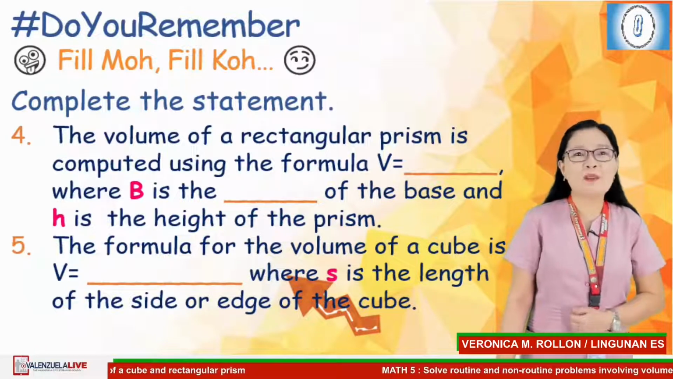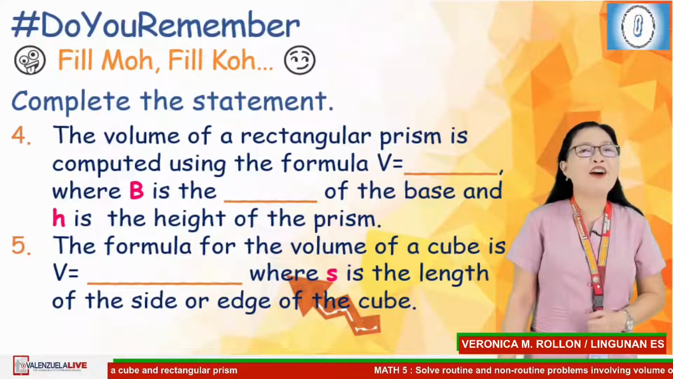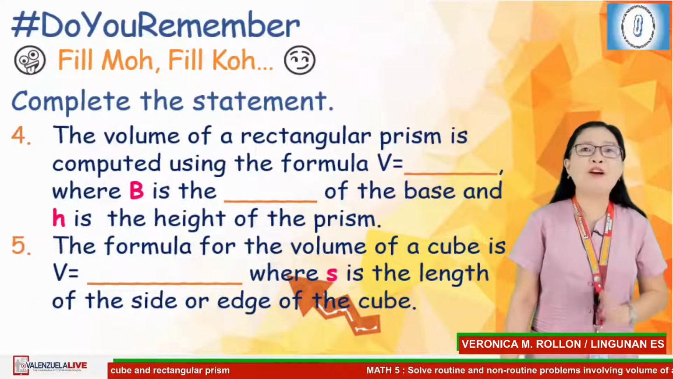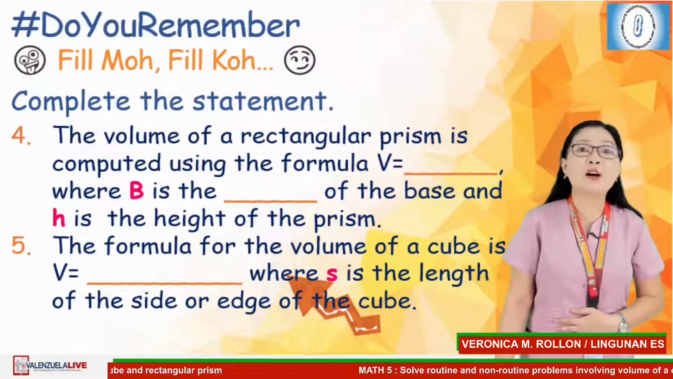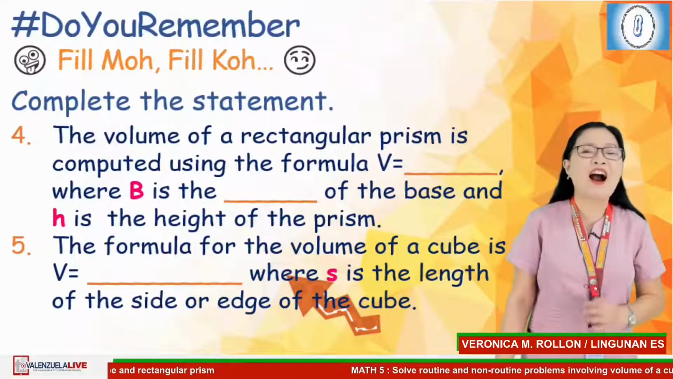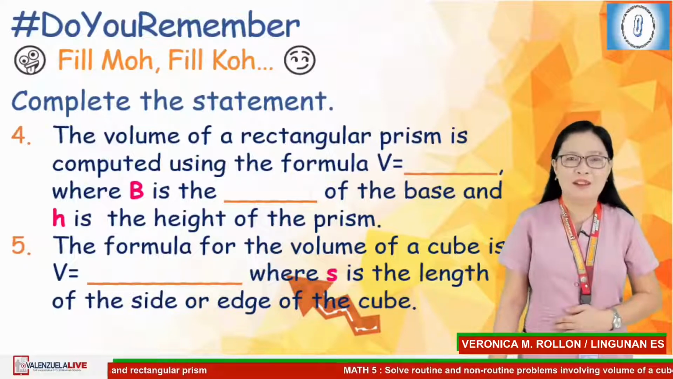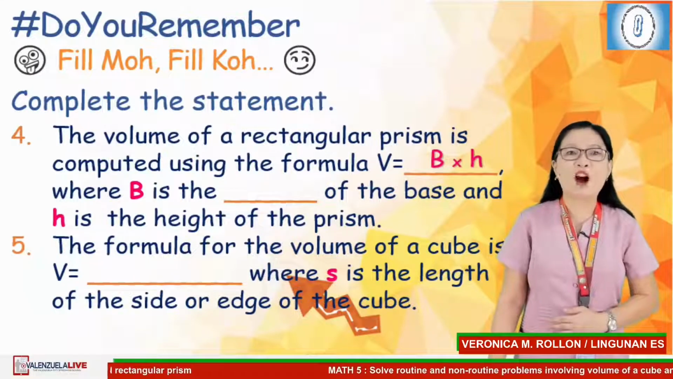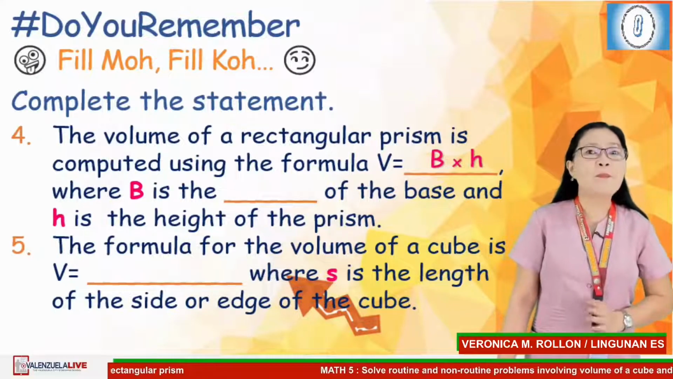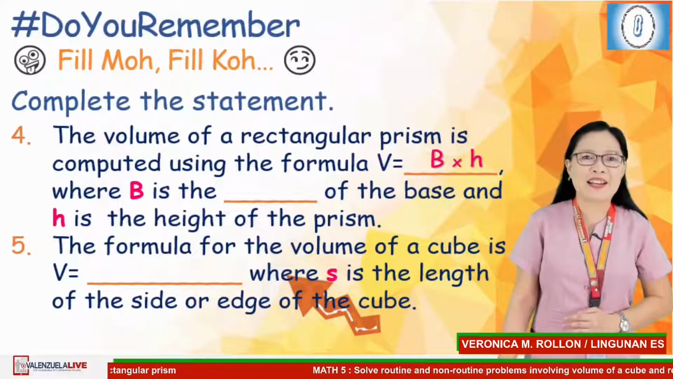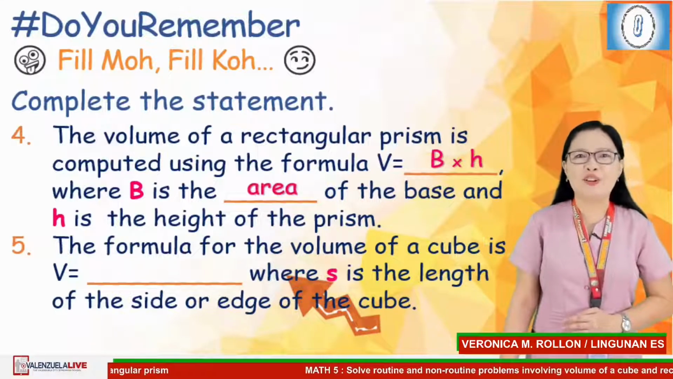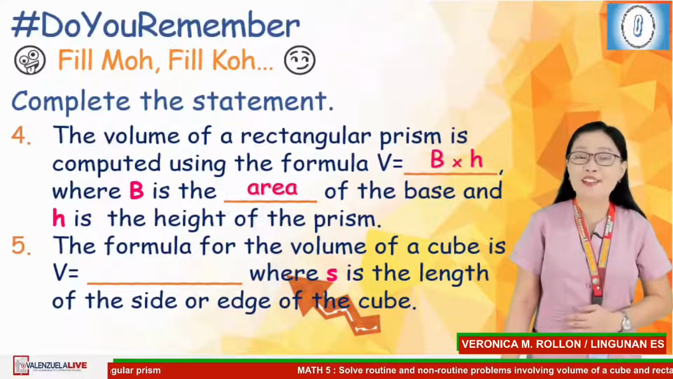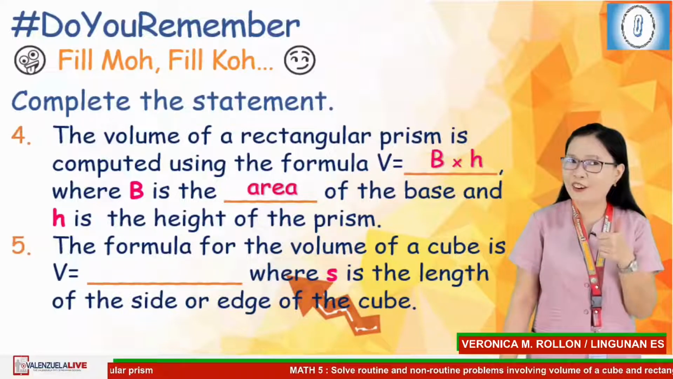Okay, time is up. Now let's check your work. For number 4, the volume of a rectangular prism is computed using the formula V equals blank. The answer is base times height, where B is the blank of the base. It is the area of the base, and H is the height of the prism. Did you get a correct answer?